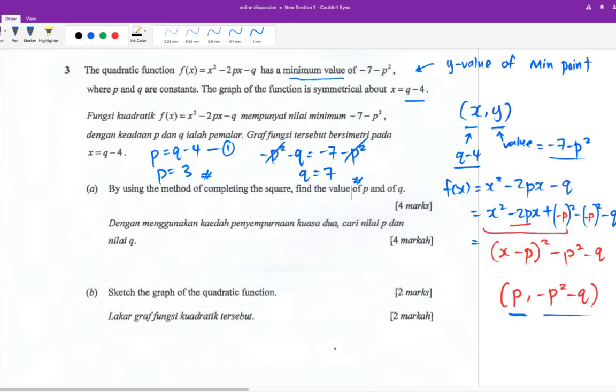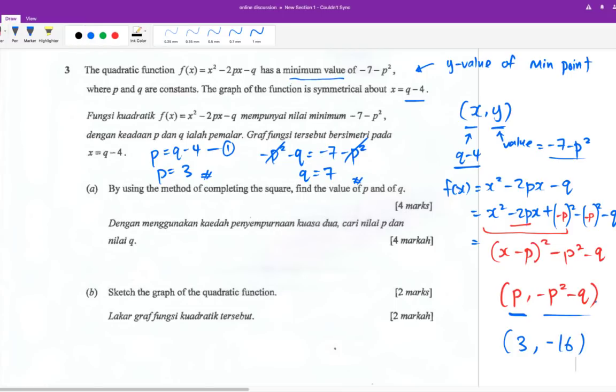Just make sure you can do the complete square. And then the question asks you to sketch. Before I sketch it, I need to sub my p and q into my coordinate, because I want to know what my minimum coordinate is, which is 3, then -3 squared, which is -9, -9 minus 7, so you will get -16. You just sub the p and q into the equation here.